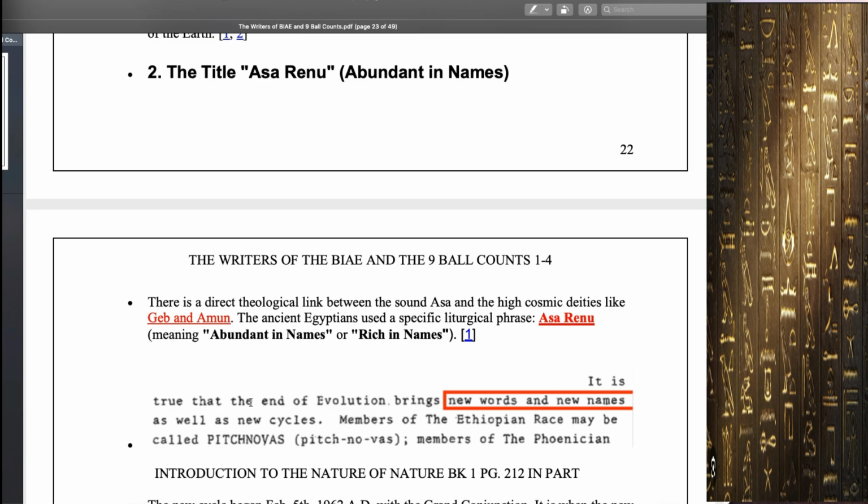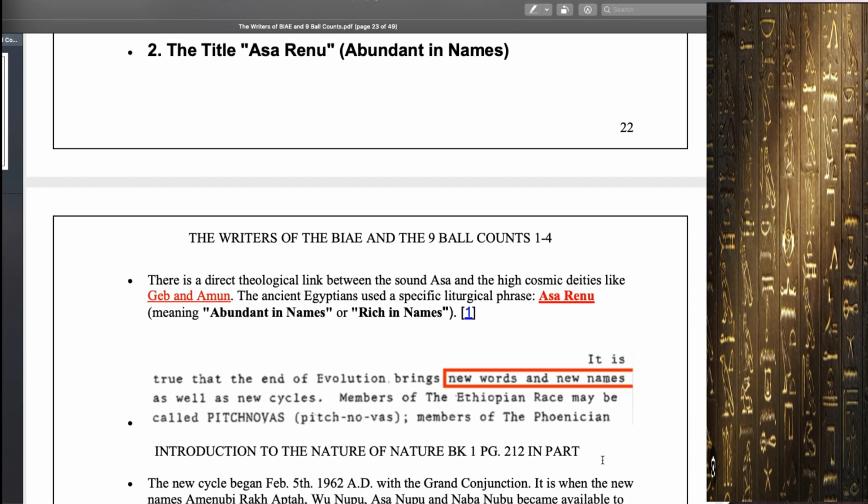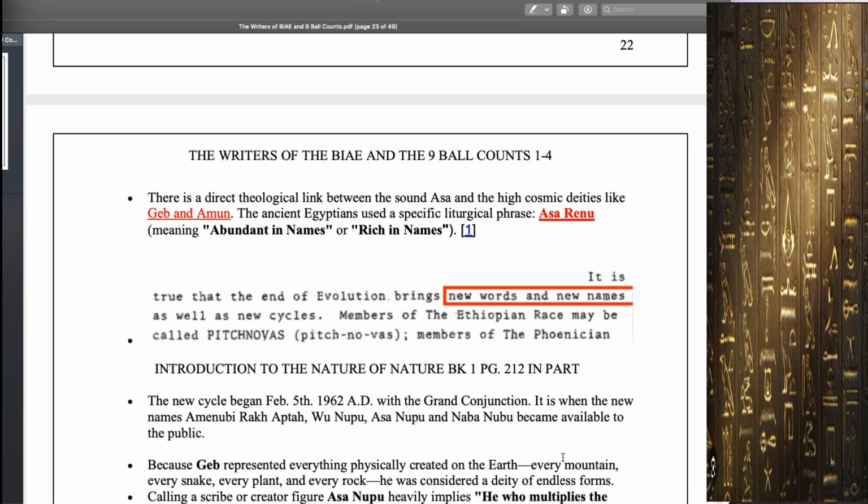The Nature book said it is true that the end of evolution brings new words and new names, as well as new cycles. Members of the Ethiopian race may be called Pitch Novas. Members of the Phoenician, look to the Nature Book 1, page 212 and part. The new cycle began February 5th, 1962, within the Grand Conjunction. It is when the new names of the Nubi Rakapata, Wu Nupu, Asa Nupu, and Naba Nupu. Okay, I mispronounced; I put the B instead of the P. Naba Nupu became available to the public.